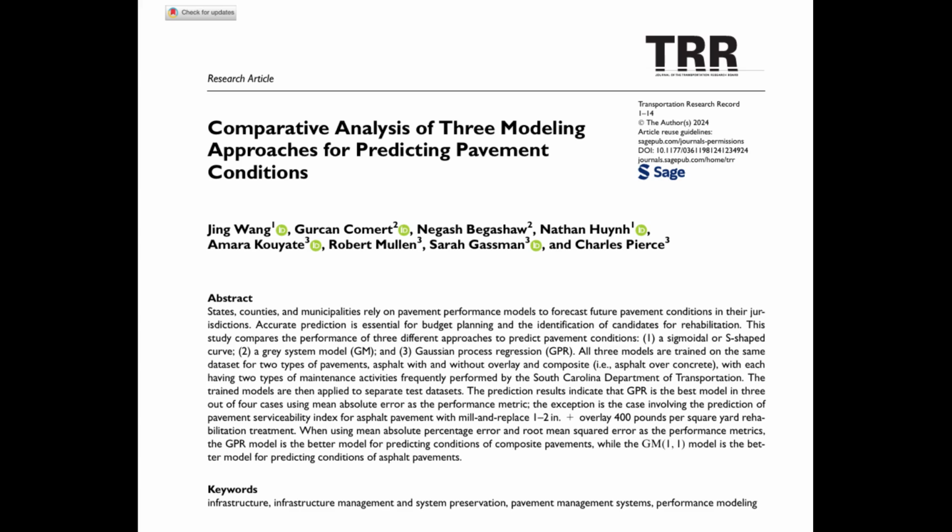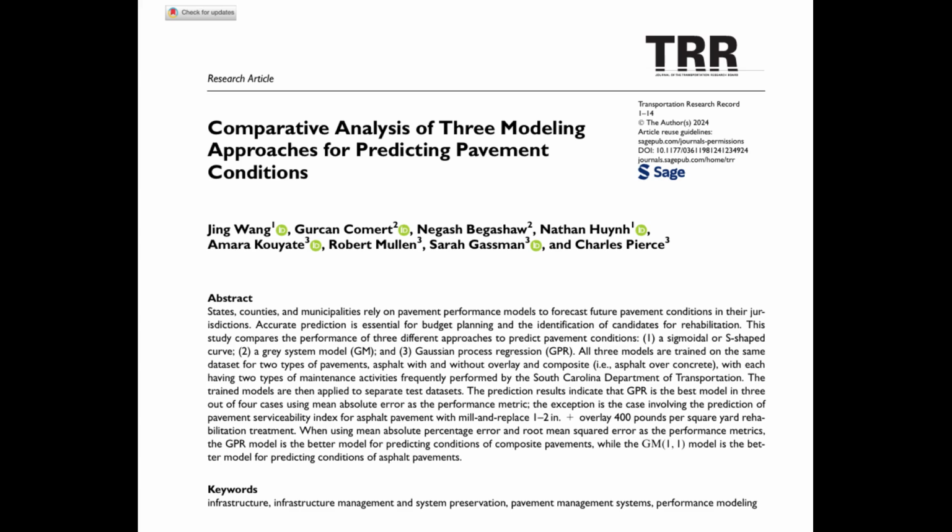Wow. Clear winner for composites. Yeah. And for regular asphalt, it did well there too, often better than the S-shaped model, and sometimes, depending on which accuracy measure you looked at, it was competitive with or even slightly better than the GM model. So very strong performance overall, especially for composite roads.